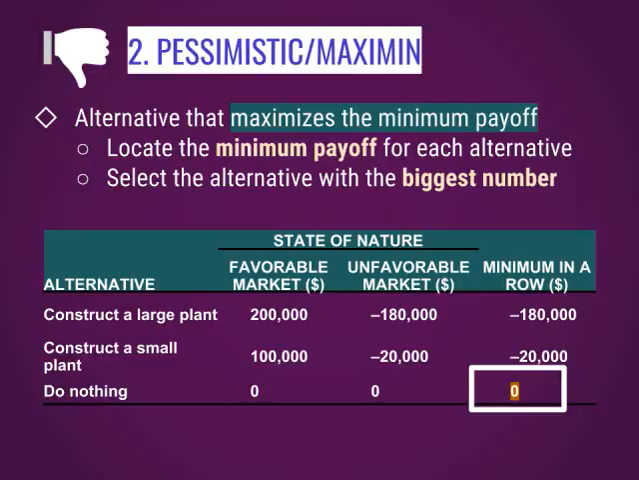For the small plant, negative $20,000. And lastly, for do nothing, which is $0. The best option is 0, since it is the biggest possible alternative. Thus, it is recommended to do nothing under this approach, because we select the alternative with the maximum number.